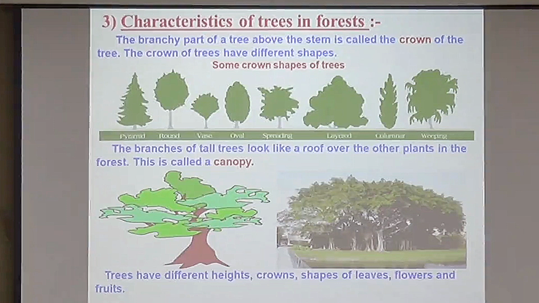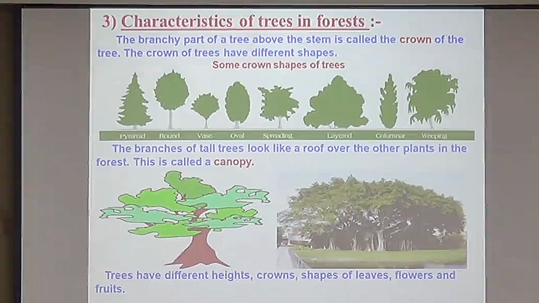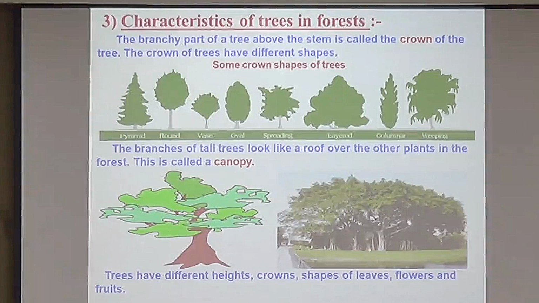Next, the branches of all trees look like a roof over the other plants in the forest. This is called the canopy. The canopy is the roof of the forest which forms a particular branching. Moving on, these trees have different heights, crowns, shapes of leaves, flowers and fruits.